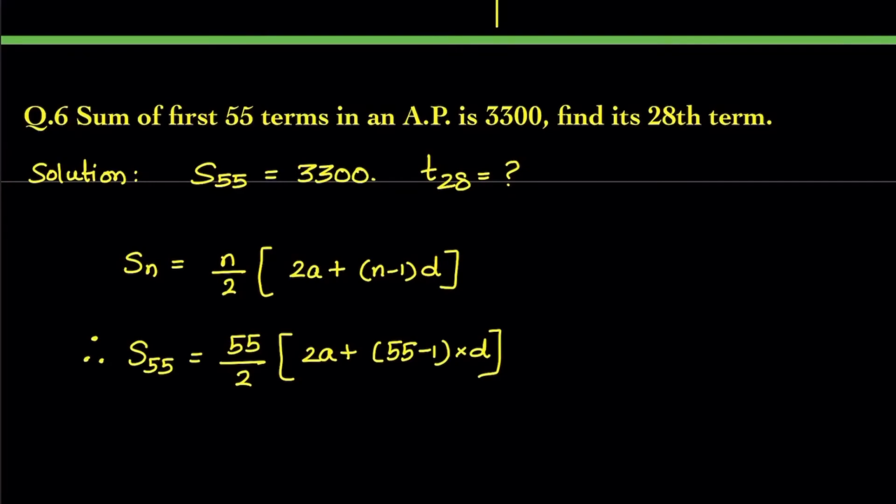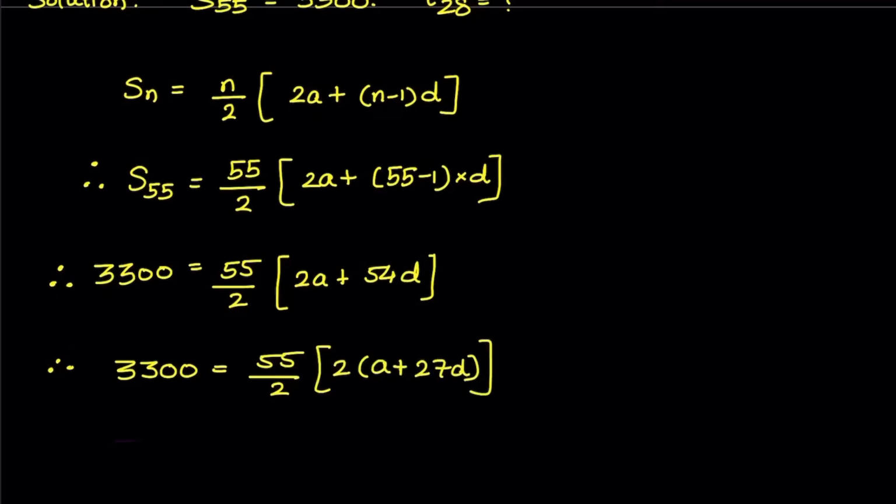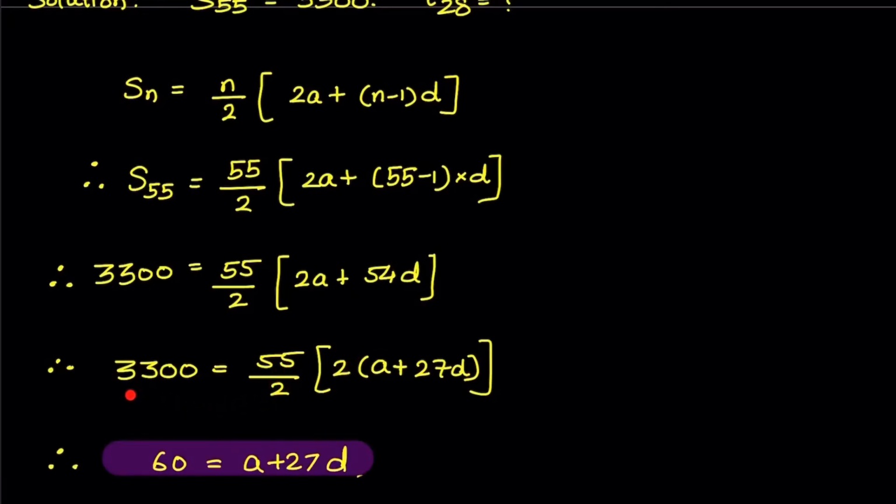So considering this, I have taken the formula which consists of a and d. By putting the value of n, the only value which we know, we get 55 by 2 into (2a plus (55 minus 1) into d). S55 is 3300. Taking 2 common, which will cancel out this 2, we get 55 by 2 into 2 into (a plus 27d). So this 2 and this 2 get cancelled, and this 55 will come here and divide 3300. So here 60 equals a plus 27d.